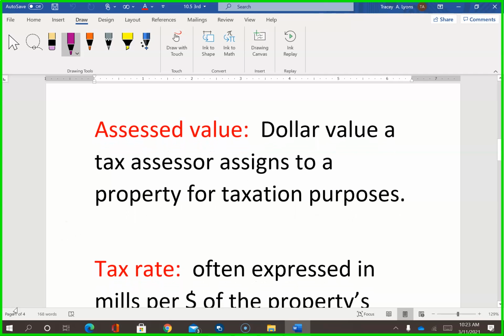Assessed value, the dollar value a tax assessor assigns to a property for taxation purposes. So when we moved into our home in 2001, a person came over and walked through the house, looked at the number of bedrooms, the number of bathrooms, what your furnace room looks like, all of those kinds of things. And even though our house was brand new, they came up with an assessed value for it.